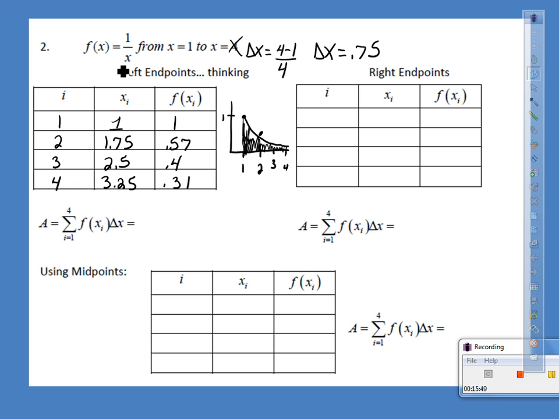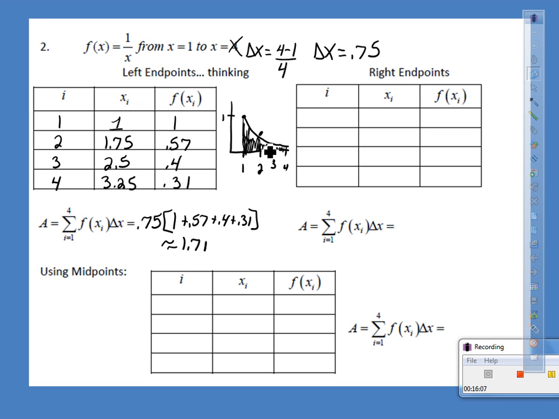So my area is going to be the width of each rectangle, 0.75, times the 1 plus the 0.57 plus the 0.4 plus the 0.31. And I had about 1.71. And if you think about your left endpoints, I'm going to be high. That's going to be kind of a high estimate.